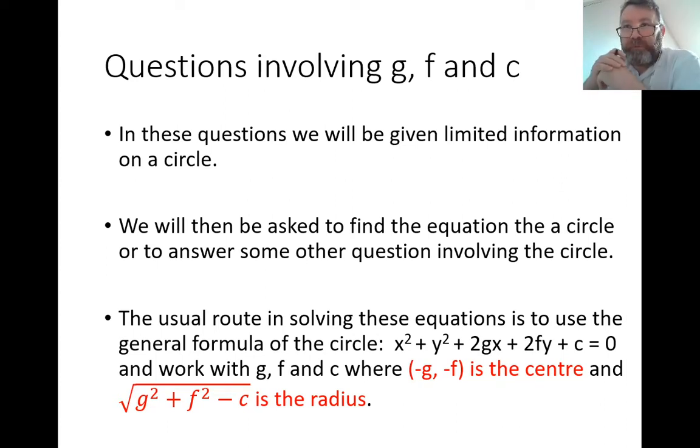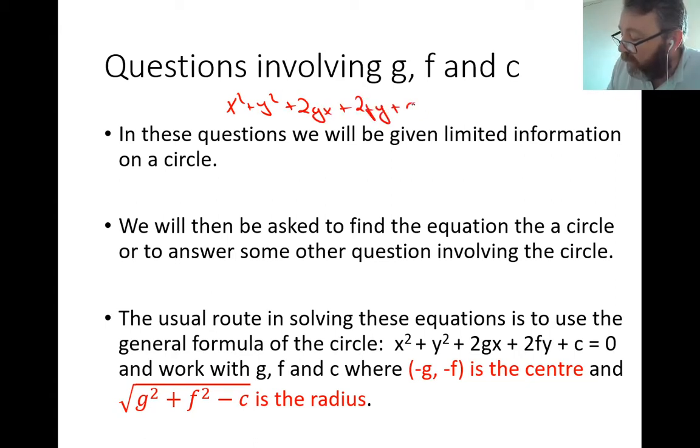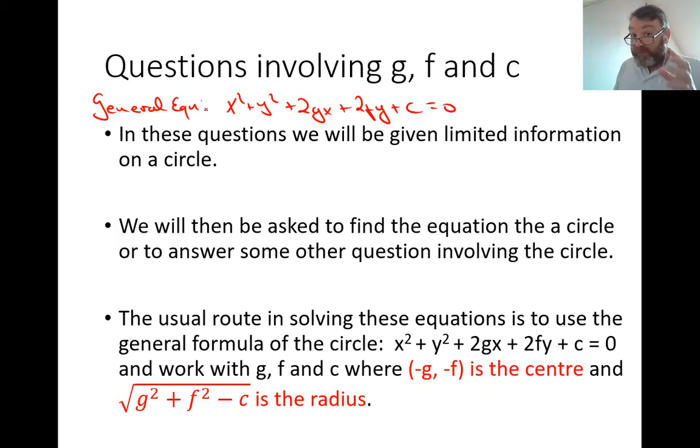And the reason why we're dealing with g and f and c is because in the questions we're about to do, the only formula that you have to worry about is what we call the general formula of the equation of the circle, okay? Which is, of course, x squared plus y squared plus 2gx plus 2fy plus c is equal to 0. So that's the general formula, or general equation, I suppose, probably a better way to put it, okay? And that is all you're going to be using right the way through these questions here.